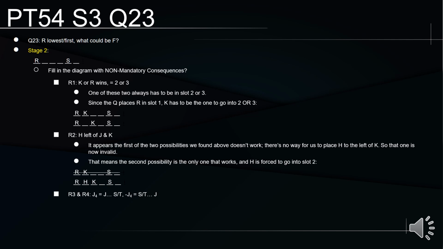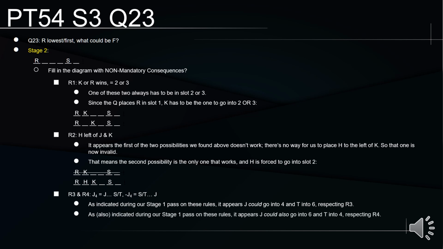Rules 3 and 4 could be intimidating, but just because we filled in so much of the diagram, we may quickly find out that we run into walls, and I think we will. So, as indicated during our Stage 1 pass on these rules, it does appear that J could go into 4th and T into 6th, respecting Rule 3, and our diagram so far still supports that. If we throw J into fourth, we can throw T into sixth because those two slots are open.